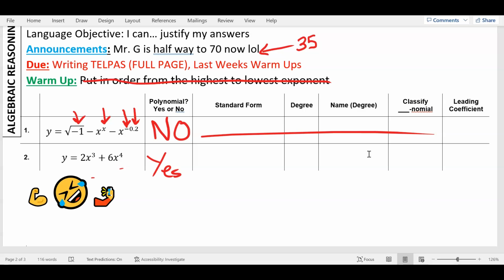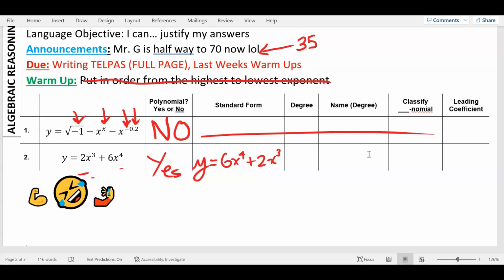Standard form. Now remember, we got to put this in order from the greatest to the least power. So it's going to be y equals, the highest power is 6x to the 4th. The second highest power is the 2x to the 3rd. And I'm putting plus between them because this 2 is a positive, okay?